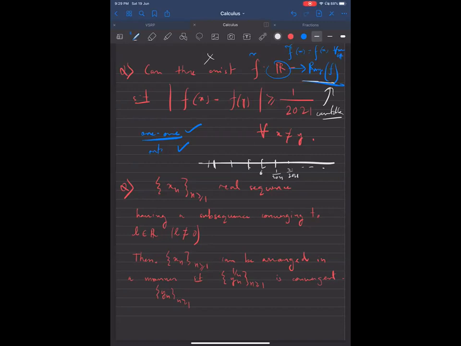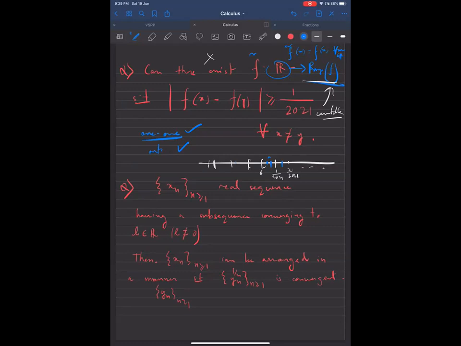So this set, which is the range of f, we can't have any 2 points in one such interval, because in that case the distance between them will be less than 1 by 2021. So there can be at most 1 point of the range set in one such interval. There is at most 1 point here, 1 point here, 1 point here.